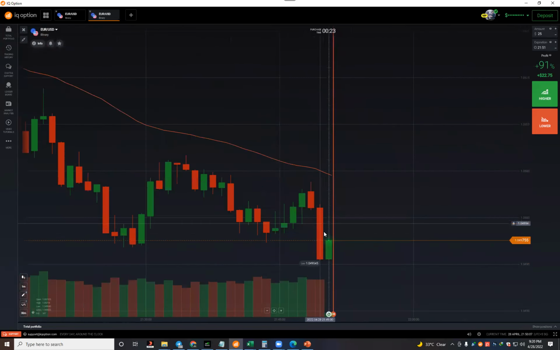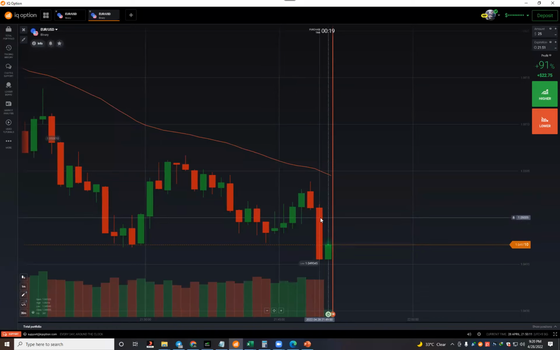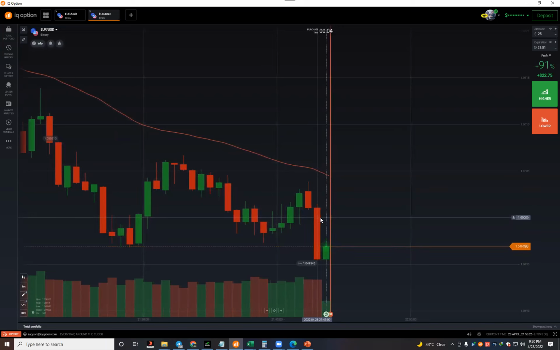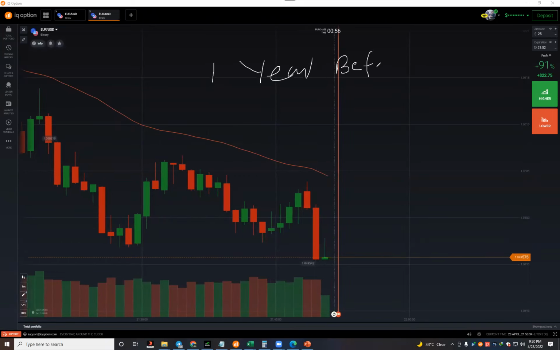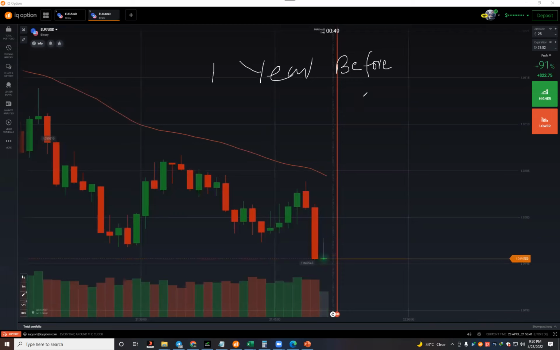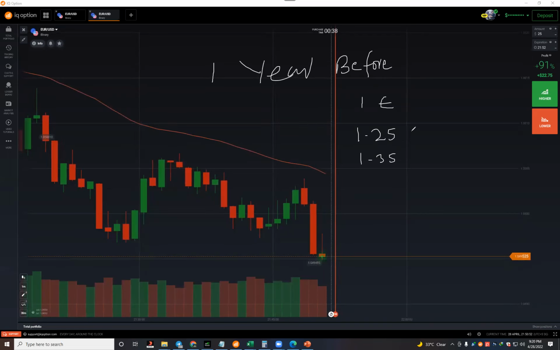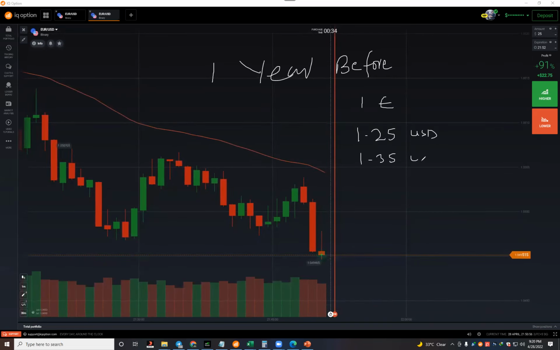Now look here. Is this a normal or an abnormal candle? Abnormal. Very good. Why is the price always moving in a downtrend in EUR/USD? If you know one year before, what was the value of the euro and what was the value of the USD? I think one year before, 1 euro was equal to 1.25 USD or sometimes 1.35 USD, right? Yes. Today, 1 euro is equal to 1.05 USD.